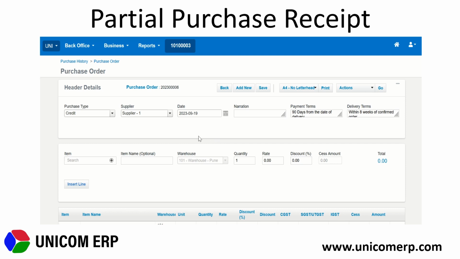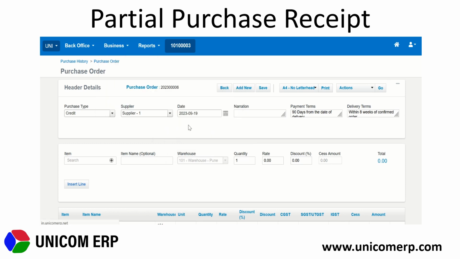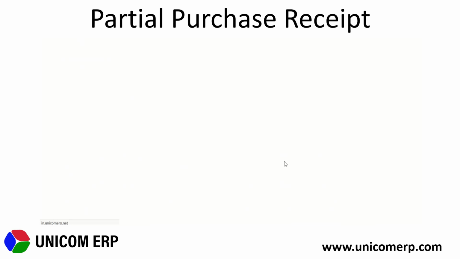For receiving the quantity, we have to go to Business, Purchase, Partial Purchase Receipt. Here all the purchase orders will be listed. We can see the total quantity and received quantity against each purchase order. The purchase order against which all quantity has been received will be marked as fully received and others will be marked as partially received. Select the purchase order against which receipt is to be made.